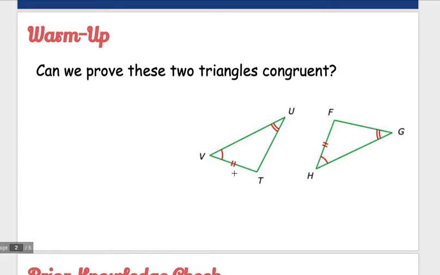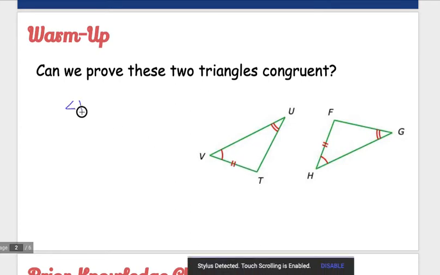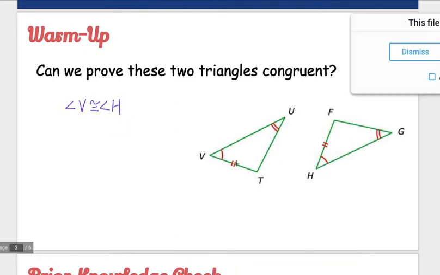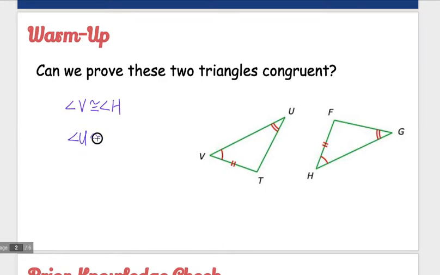If you check the marks here, we have angle V is congruent to angle H. That's a single curve mark we have here. And we also have angle U is congruent to angle G. And we also have side VT is congruent to side FH. Again, it really doesn't matter how you write it, you can write HF, you can write FH, it's the same thing.